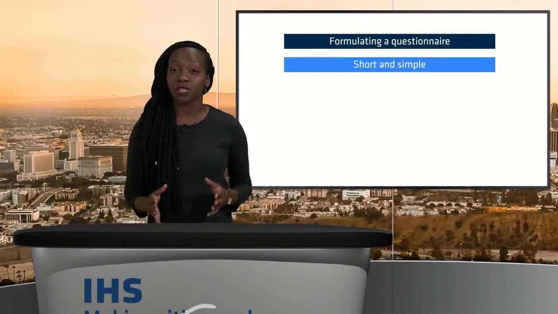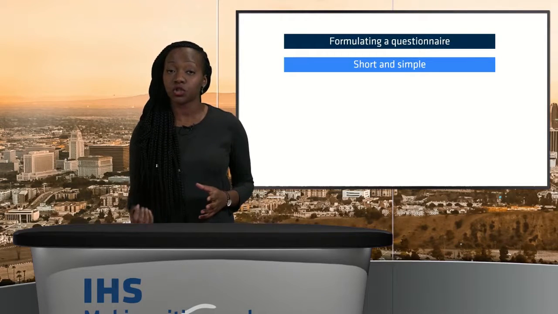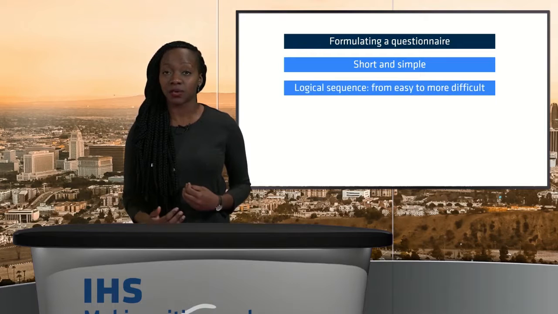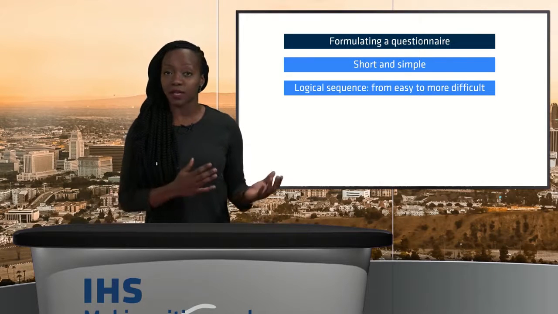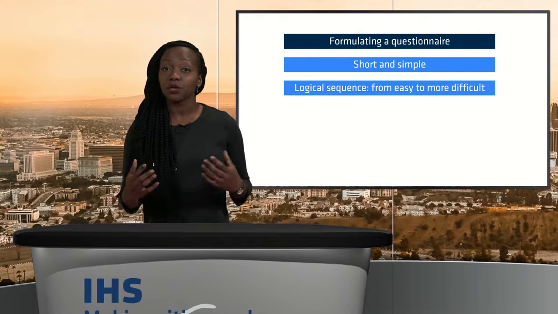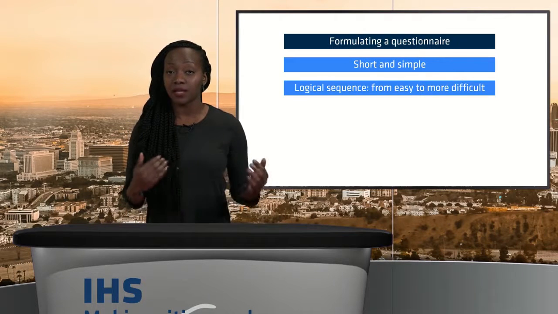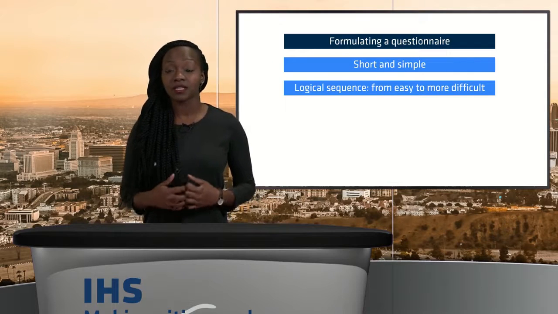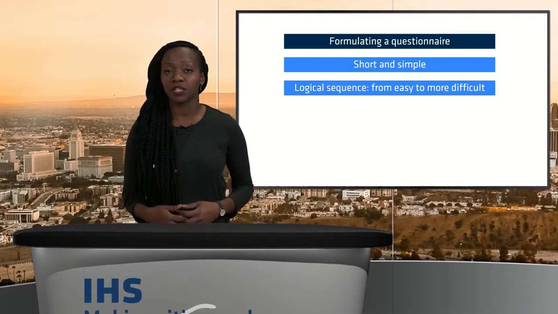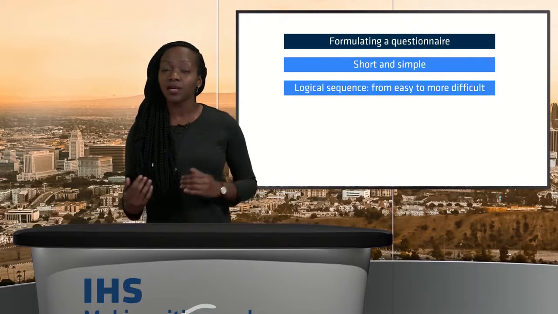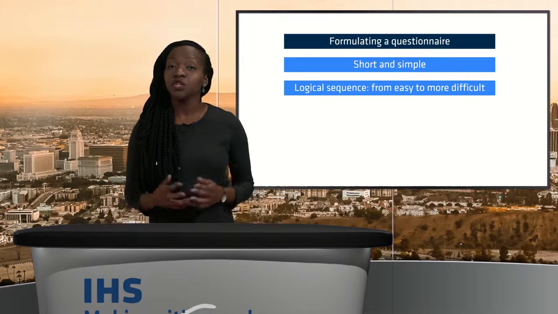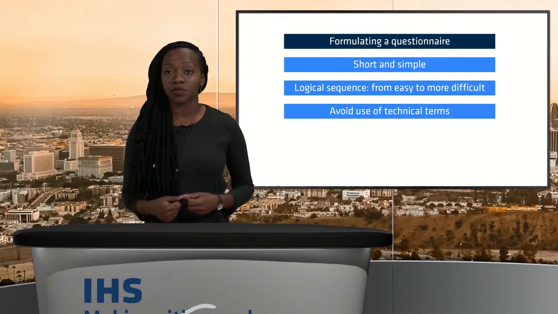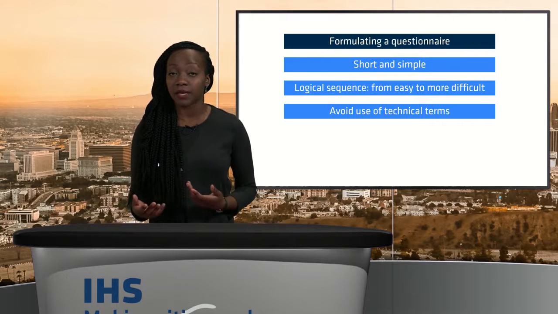Successful administration of questionnaires requires that the questionnaire be comparatively short and simple. The questions should generally proceed in a logical sequence, moving from easy to more difficult questions. The decision to include personal questions at the beginning or at the end is based on your discretion as the researcher. However, several studies have shown that people who provide personal information at the start of the survey are more inclined to complete it. You should try as much as possible to avoid the use of technical terms and vague expressions which can potentially be interpreted in different ways.